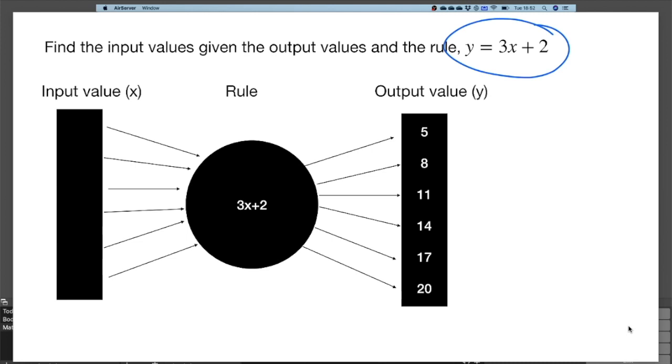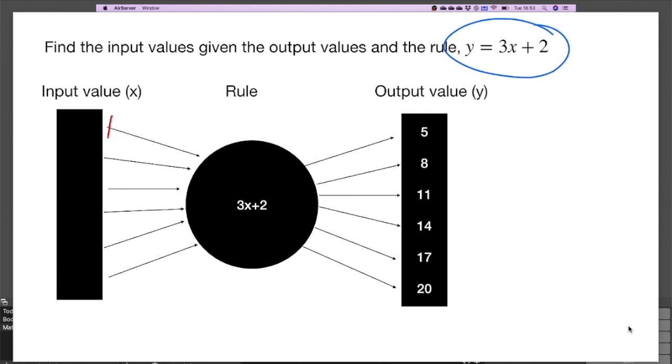So you can tell those answers straight away. So it's 5 minus 2, that will give you 3. Then 3 should be divided by 3, and that should give you 1. So we know that we have a 1 as our input value. You do the same thing for 8. We are just reversing everything. So it's 8, subtract 2, and divide the answer by 3.